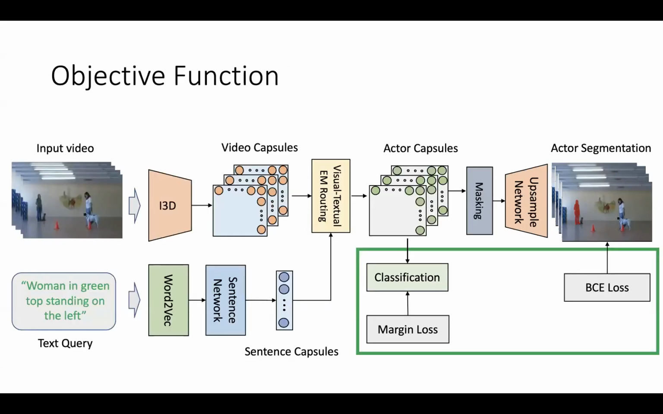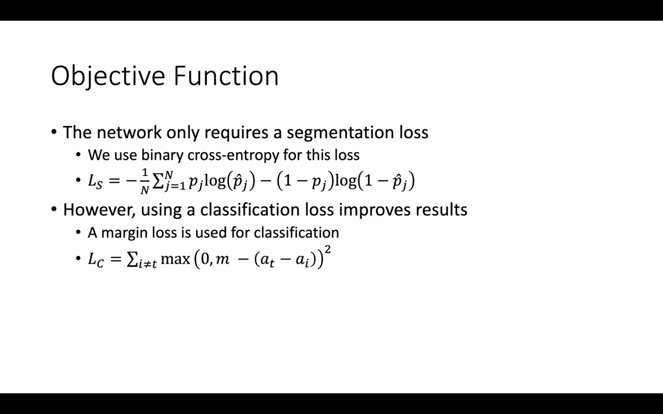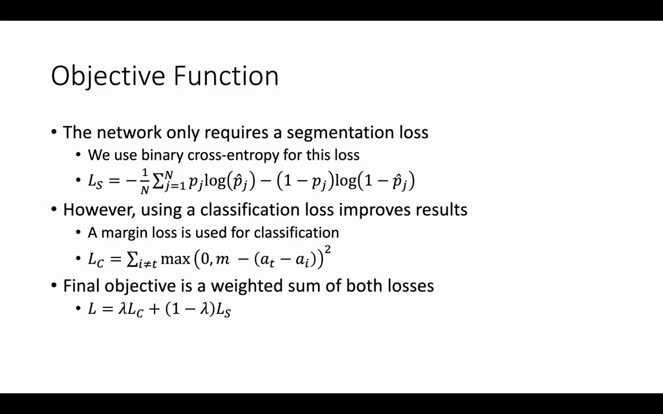So our network is trained end-to-end using 2 losses. So the first is a segmentation loss. We use binary cross-entropy loss. The second loss, although it's not necessary to train a network, we find it improves results. It's the classification loss. Again, it's a margin loss, which tries to ensure high activations for the actor capsules which correspond with the ground truth class. And the final loss is the weighted sum of both of these, classification and segmentation losses.